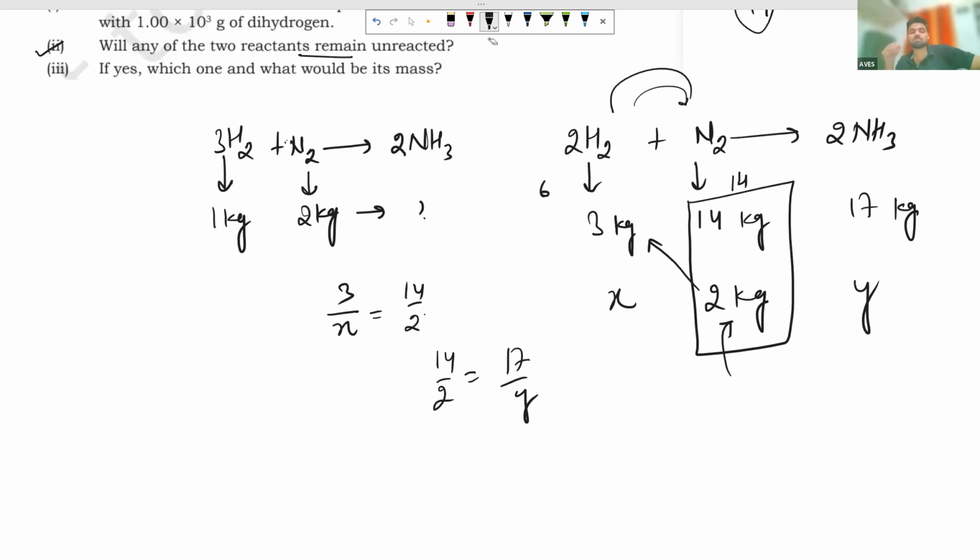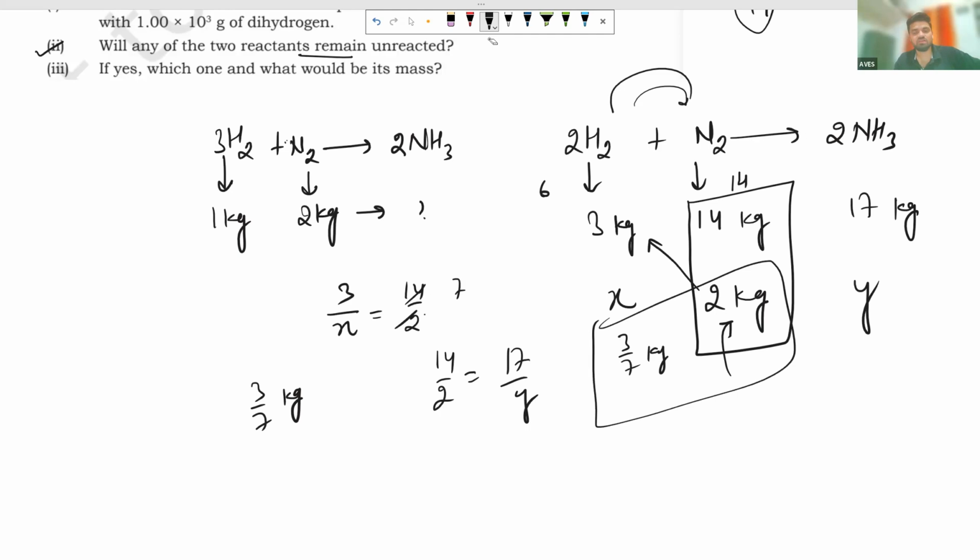3 by 7. Now you get 7 here. You will get x equal to 3 by 7 kg of hydrogen will actually be used. So the amount of ammonia gas formed can be written as 3 by 7 plus 2 kg, because this will be consumed first. You can add these two, or you can find out the value of y, that will also be equal.